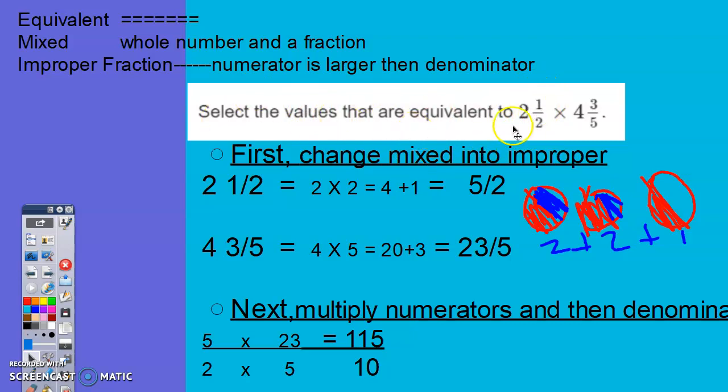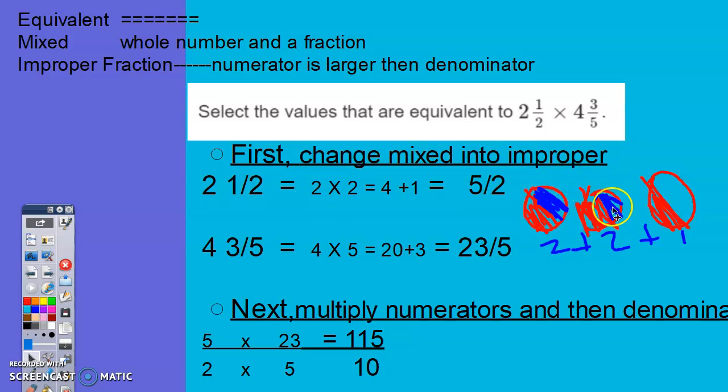So we have 2 1/2 times 4 3/5. So we need to change this into an improper fraction. We have two mixed numbers here and we need to make them into improper fractions. So we take our 2 1/2 and we multiply the 2 times the 2 for the denominator, and that's going to give us 4. And we add back in that numerator, which is the top piece, and that gives us 5. So we have 5/2.